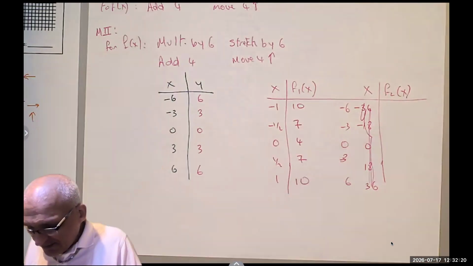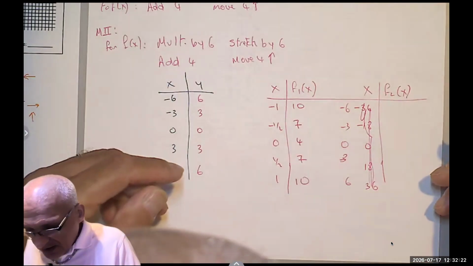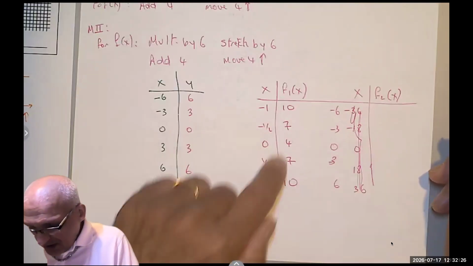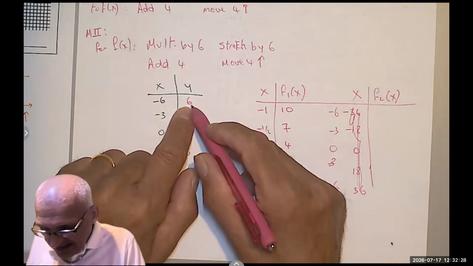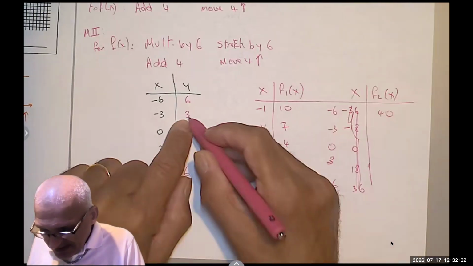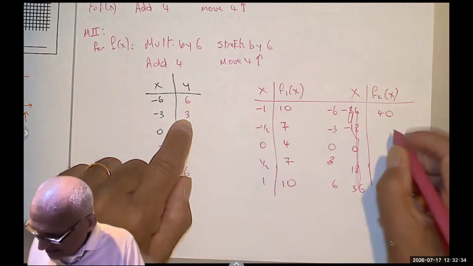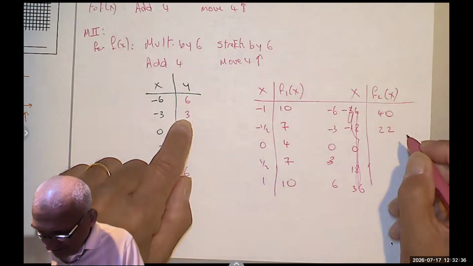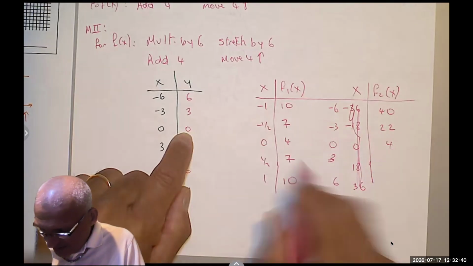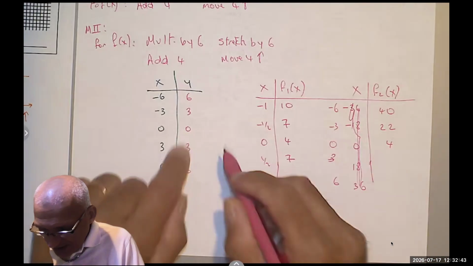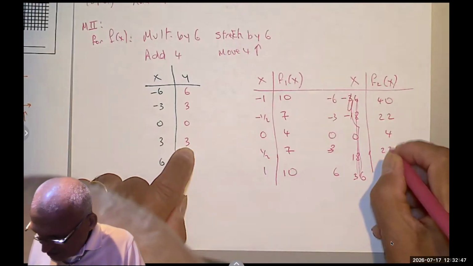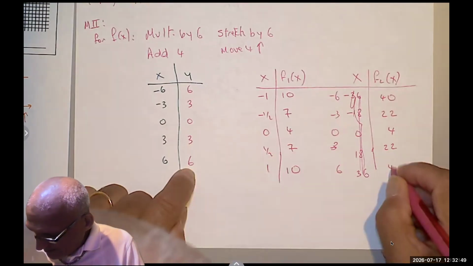And then for the y, I'm just going to multiply by 6 and then add 4. So multiply by 6, I get 36. Add 4, it becomes 40. Multiply by 6 is 18, plus 4 is 22. Multiply by 6 is 0, add 4 is 4. Now I have 0, 4, 0, 4. Multiply by 6, I get 18, add 4, 22, and again 40.